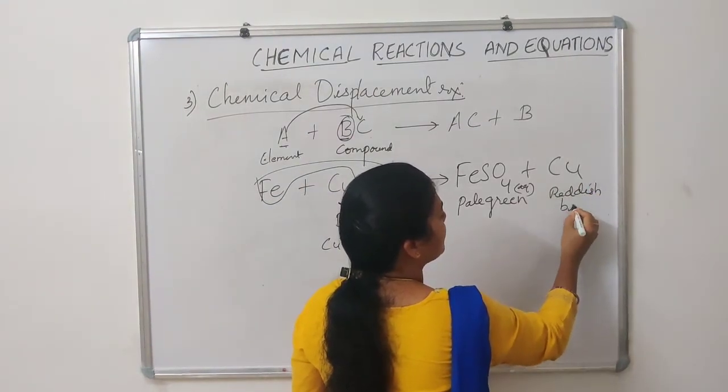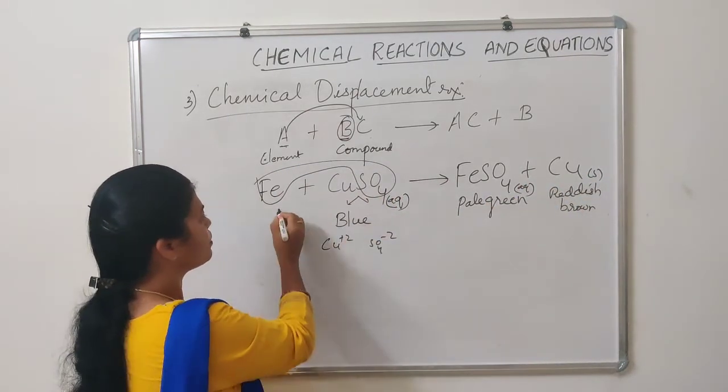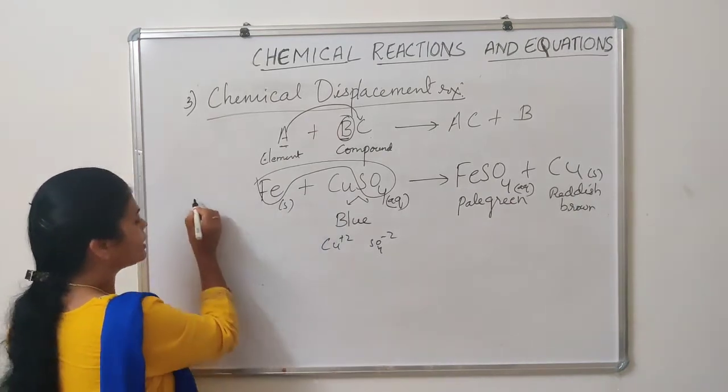So this gets separated out. So this is in solid, this is in aqueous, this is in aqueous, and this is solid. Just how to conduct this experiment?